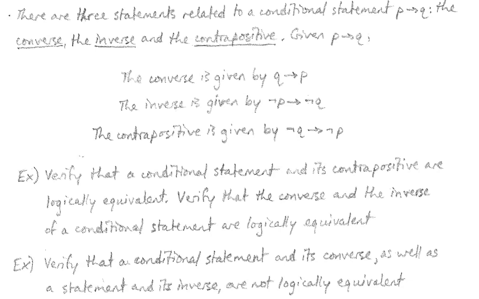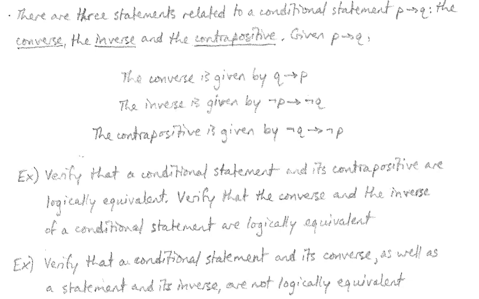So this video is going to be a continuation of the video prior to that. We're going to kick it off by talking about three statements that are related to a given conditional statement. Each of these three statements has a name. The name you may have heard of from previous math classes: the inverse, the converse, and the contrapositive.